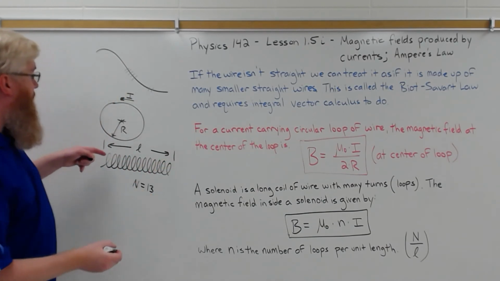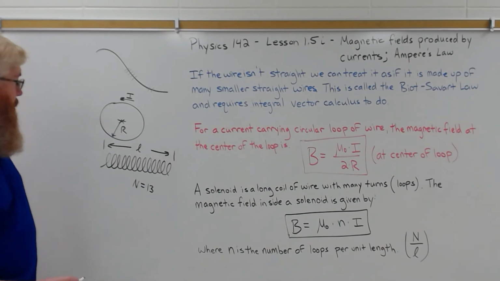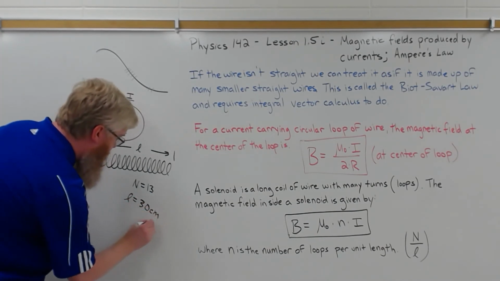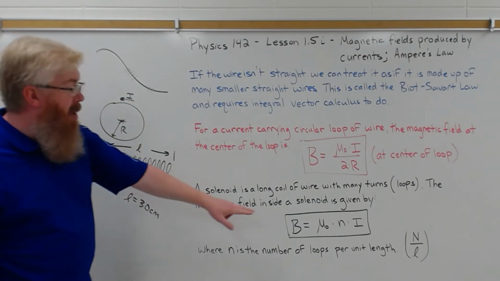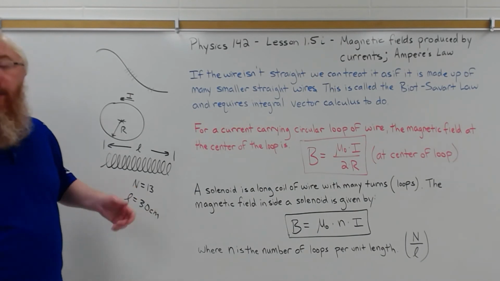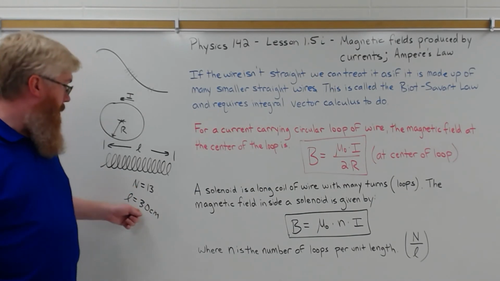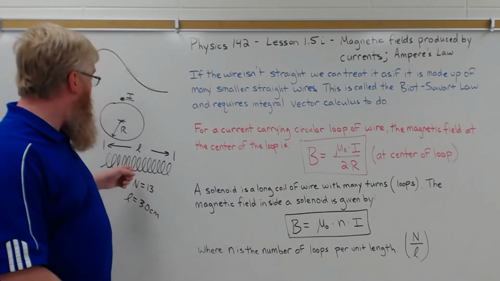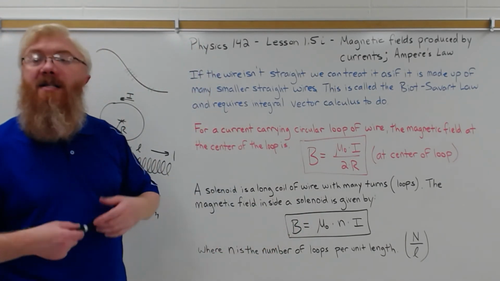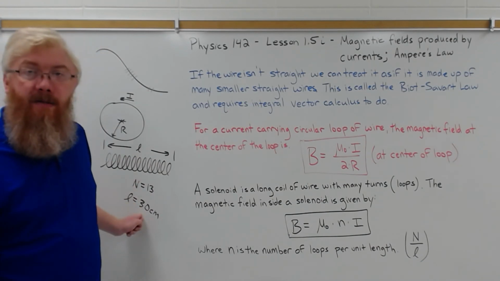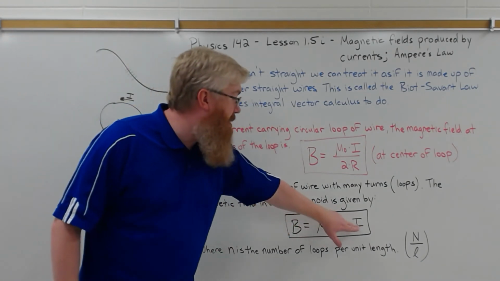And let's say that this is 30 centimeters. So small n is 13 divided by 30 centimeters or 0.3 meters. It's the coil density. It's not the total number of coils, that's big N. It's the total number of coils divided by how long the solenoid is. And then times the current in the solenoid.